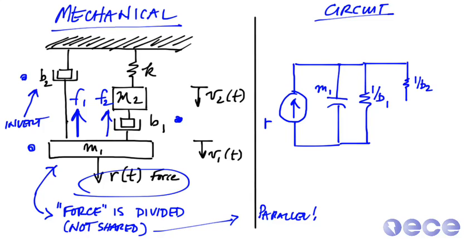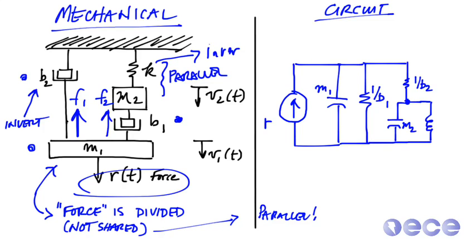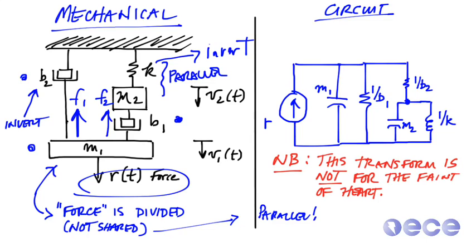But the resistor 1 over B2 is also dividing its force between mass M2 and K. And so it's got a share. So the same current that flows through B1, that is the same force up there, also has to be shared on the other side between two components: the mass M2, which shows up as a capacitance, and the spring K, which shows up as 1 over K, as an inductor. So this is your equivalent circuit.